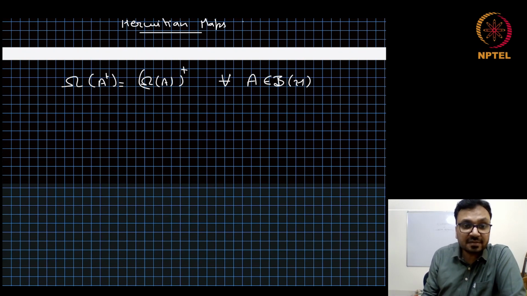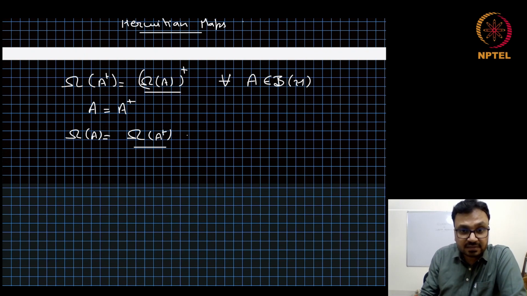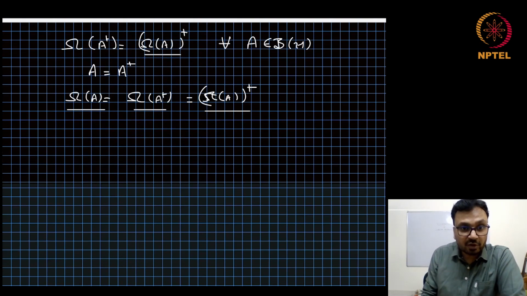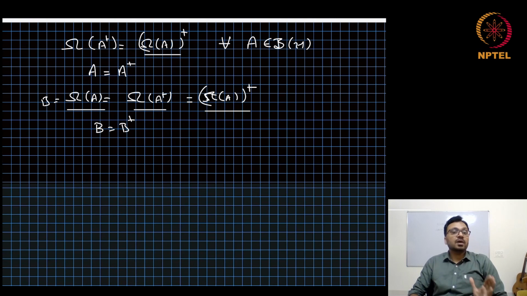So how is it Hermiticity preserving? If A is Hermitian, then omega of A is the same as omega of A dagger, and omega of A dagger by definition is omega of A, dagger. So in that way, omega of A and its dagger are equal. So if we say omega of A is B, then B equals B dagger. In that way, this map will map Hermitian operators to Hermitian operators. So it's a Hermiticity preserving map.